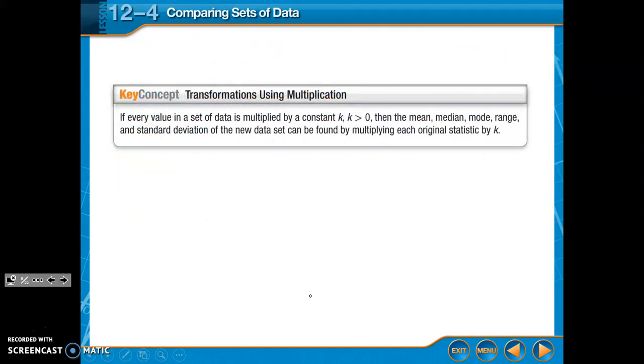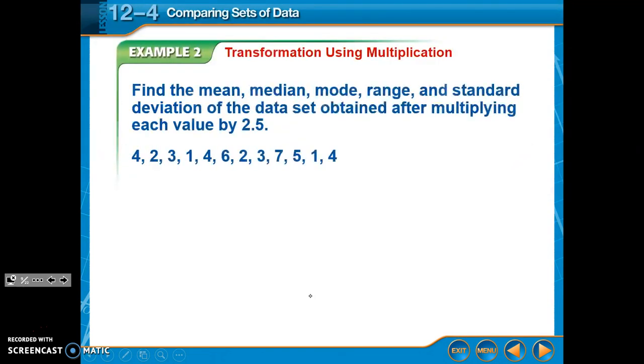Okay, transformations using multiplication. If every value in the set of data is multiplied by a constant k, then the mean, median, mode, range, and standard deviation of a new data set can be found by multiplying each original statistic by k. So here we have a list of numbers, and they want to know what this is going to do if we multiply each of these numbers by 2.5. So we can start by finding those terms for the list that we have.